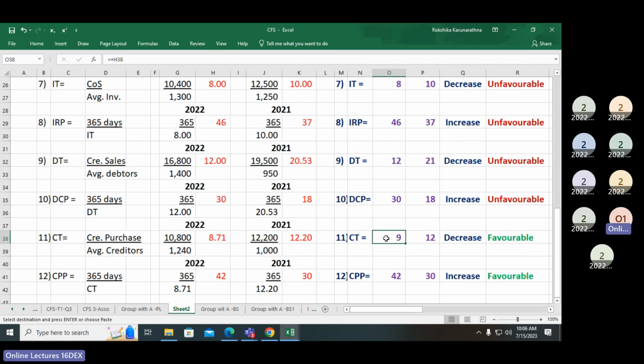A favorable here. Creditors turnover increase means it represents the business can take longer time to settle the creditors. Turnover increase means the payment period decreases; turnover decrease means payment period increases. So if the business can take longer credit period to settle suppliers, that is favorable.